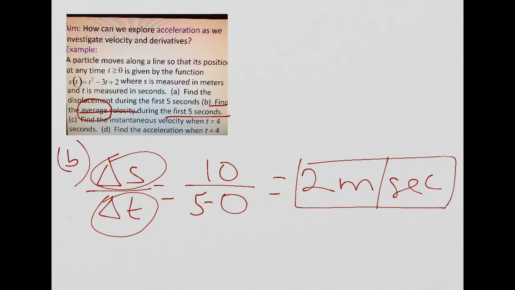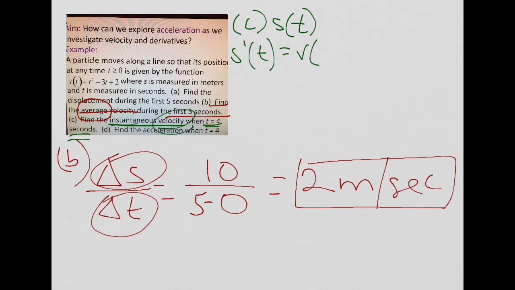Okay, so C, now this one says instantaneous velocity when t is equal to 4 seconds. So it's the instant where t is 4 seconds. And velocity, or instantaneous velocity, means we need to find the first derivative. So the first derivative, s prime of t, is actually v of t. That's what we need to find. So if s of t is t squared minus 3t plus 2, then s prime of t, or v of t, is 2t minus 3.